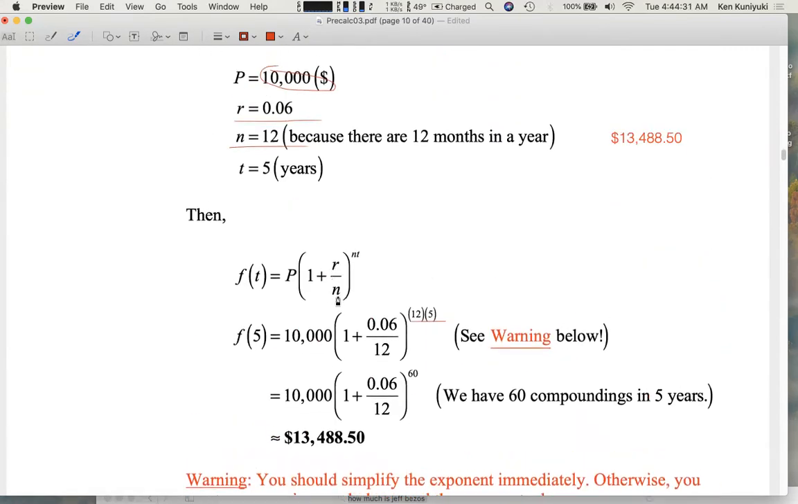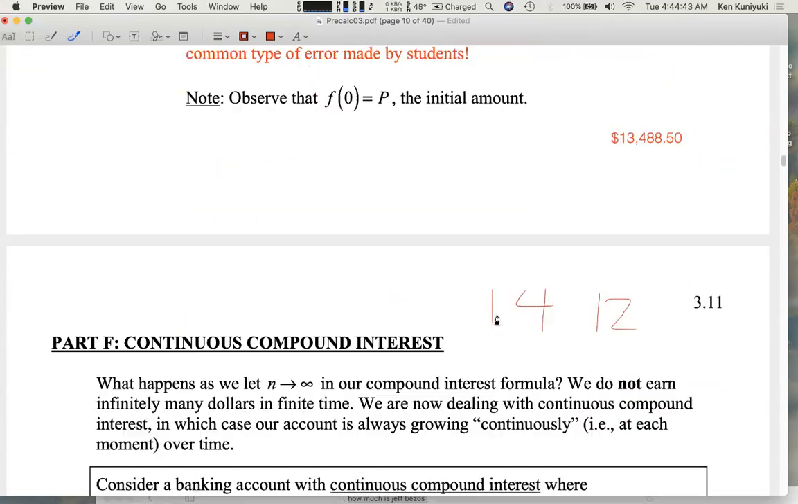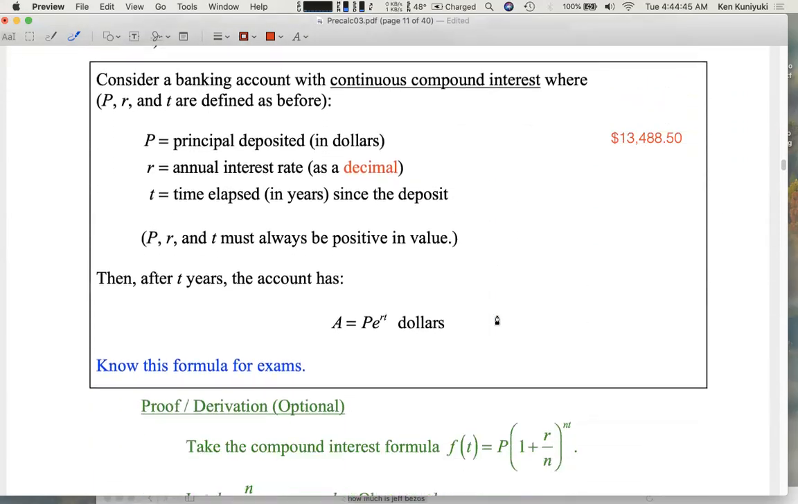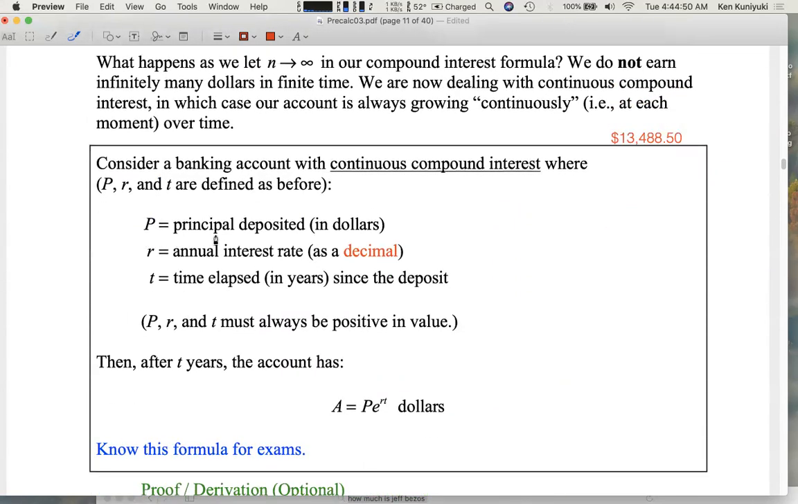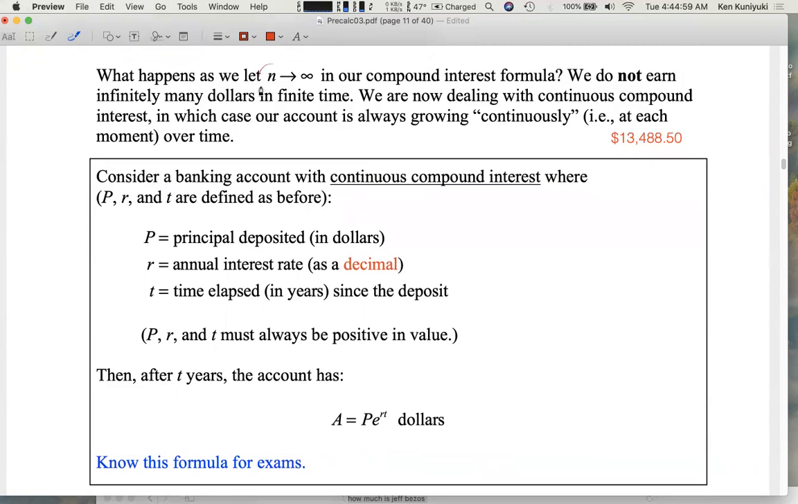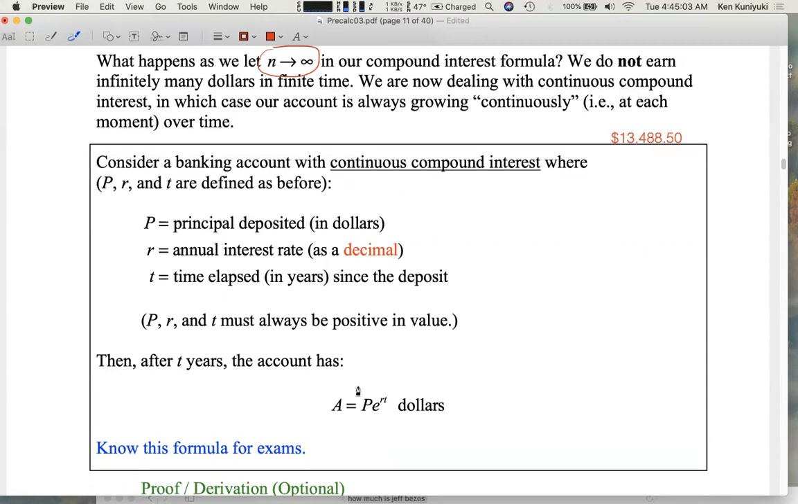Now remember how the formula worked. The idea was that if you had more compounding periods, then the interest rate was basically broken up among the n compounding periods. So if you let n approach infinity, it doesn't necessarily mean you make infinitely many dollars because you're getting a smaller and smaller piece each time. All right, so P is the principal still, r is the annual interest rate as a decimal, t is the time elapsed in years, but no talk of n because we're letting n approach infinity. We're going to implement that.